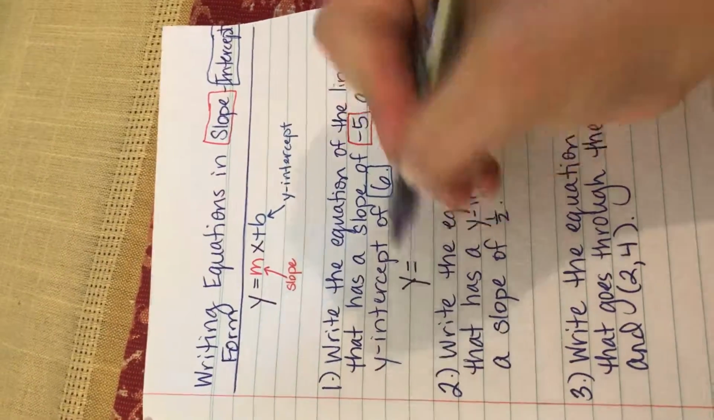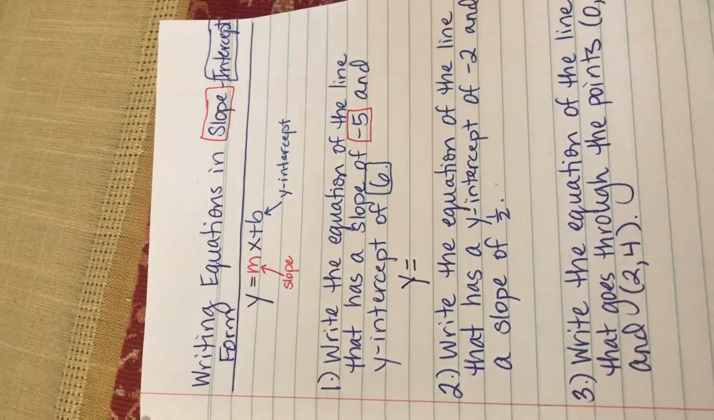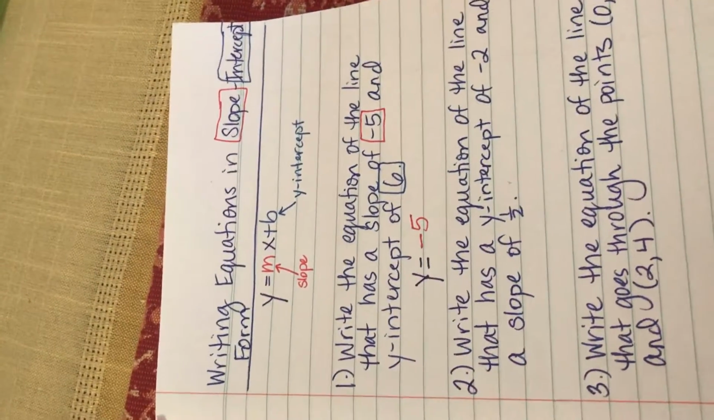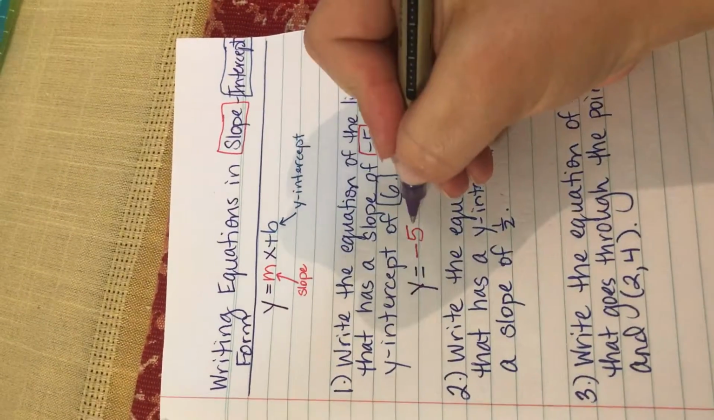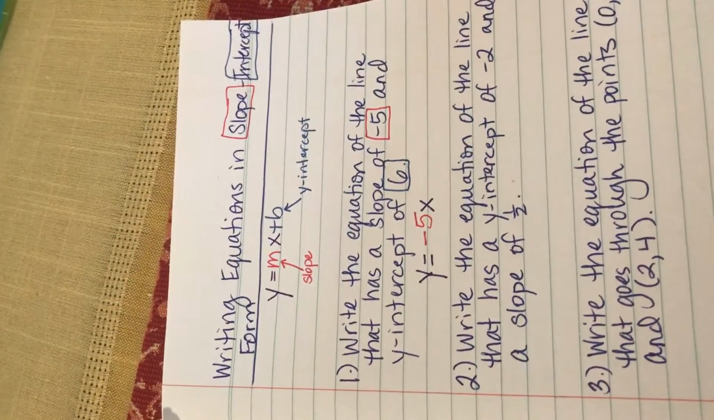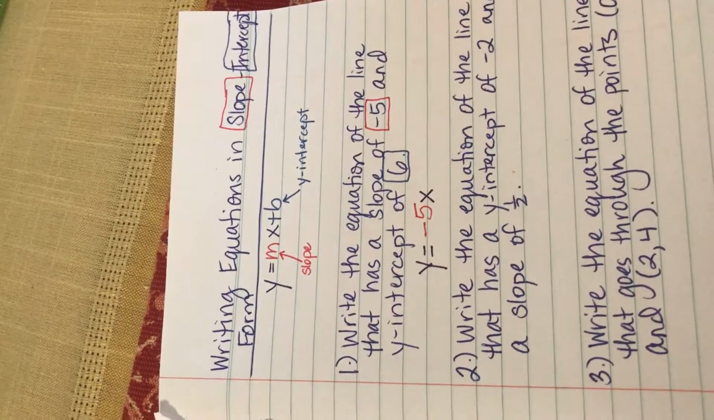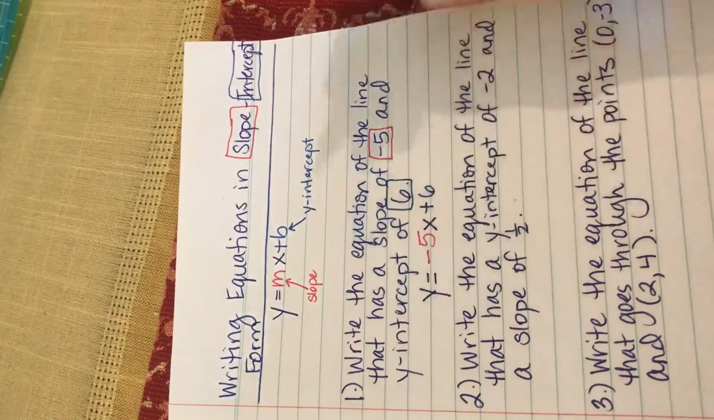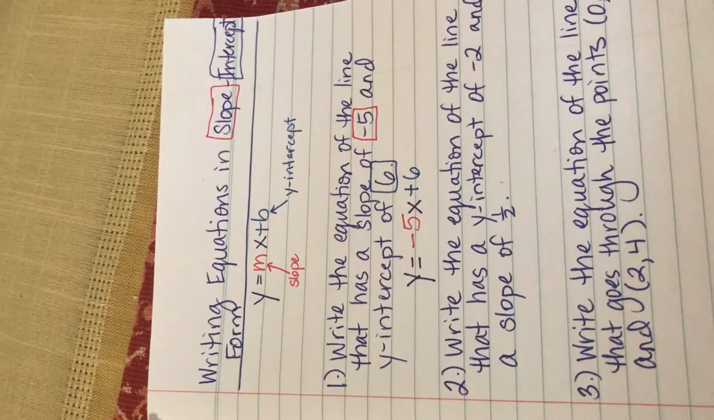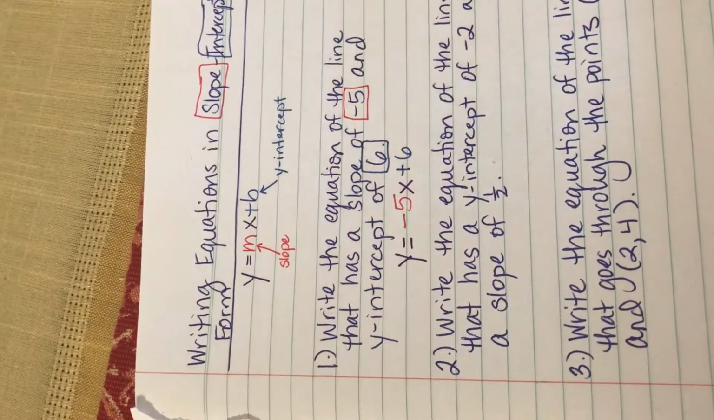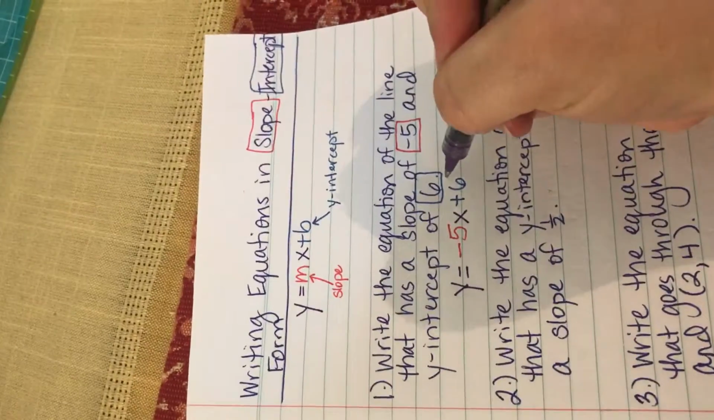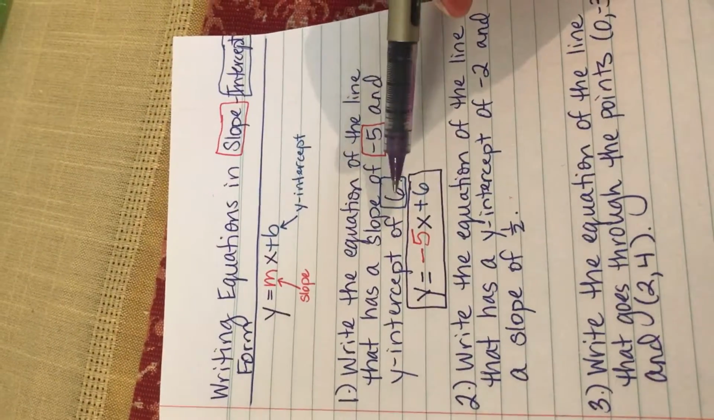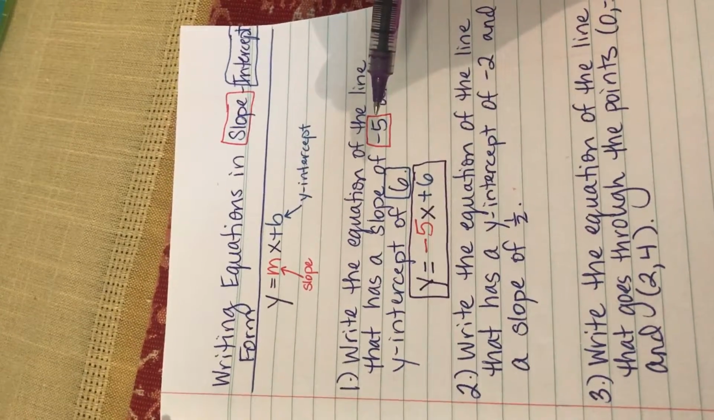We remember that the slope-intercept form always has y equals. The number for the slope, in this case -5, goes next, and then the x. Notice that the slope is multiplied by the x value, and then the b value goes at the end. If it's a +6, we're going to put +6. If it's a -6, we would put -6. All right, and so we're finished with this question. This is the equation for the line that goes through the y-intercept of 6 and has a slope of -5.